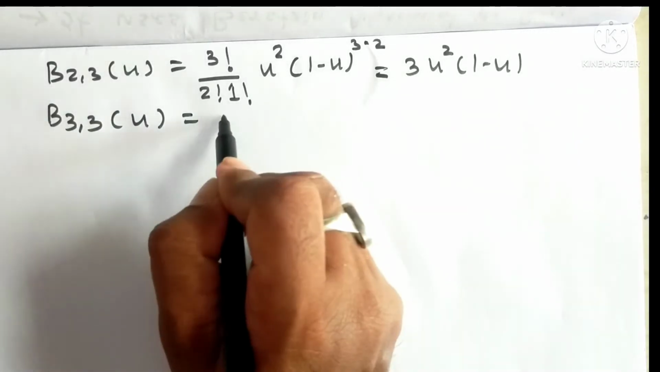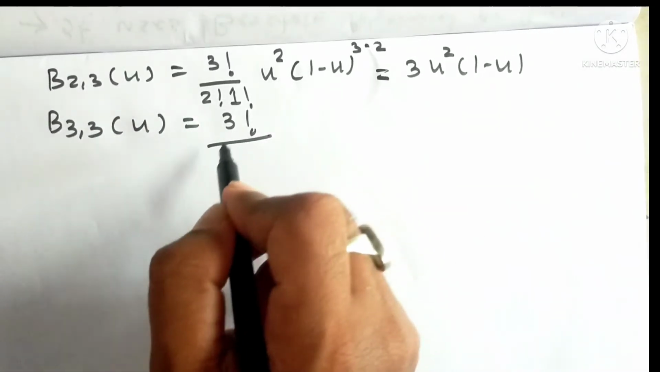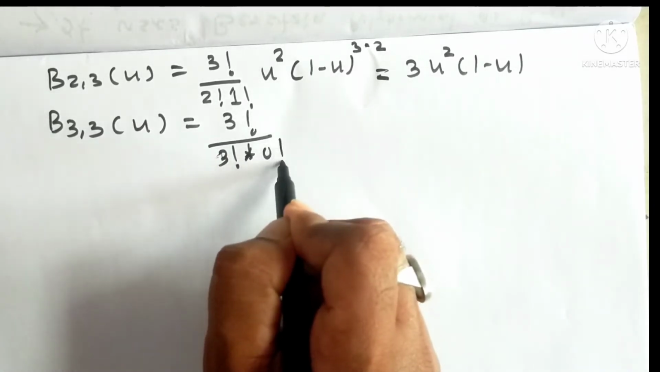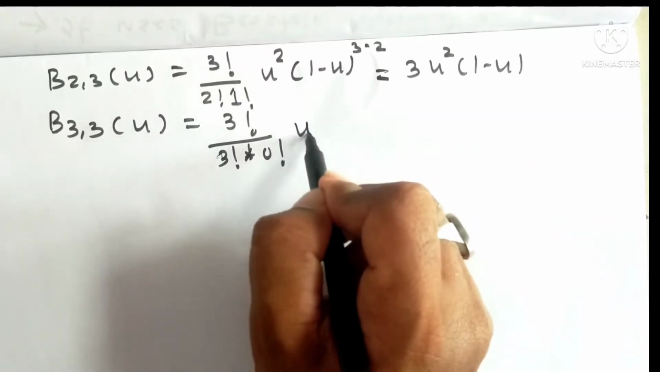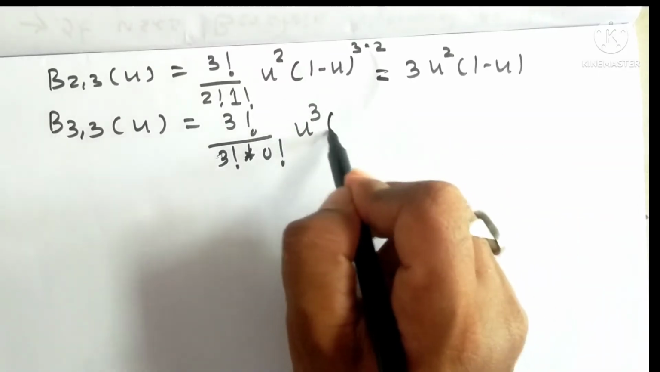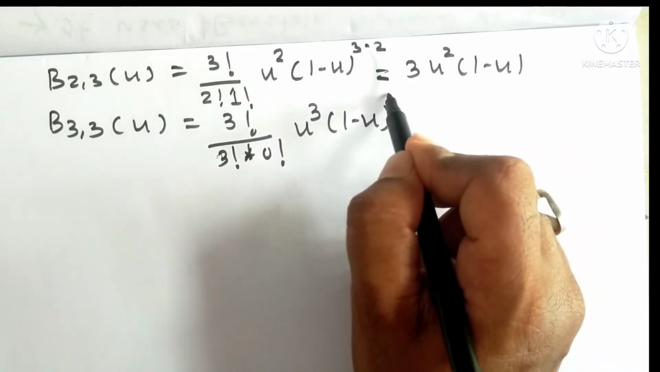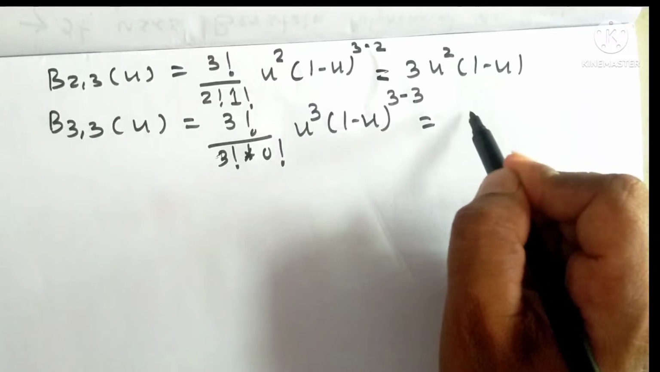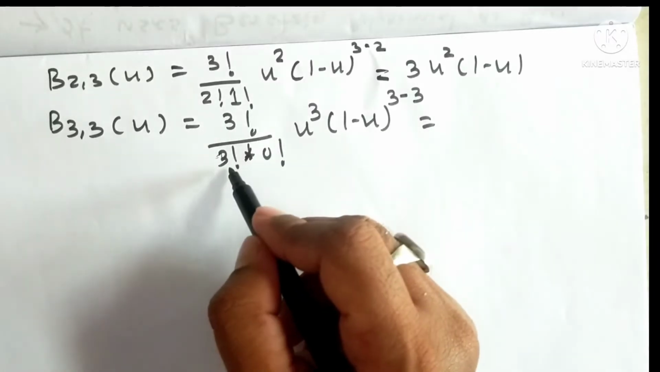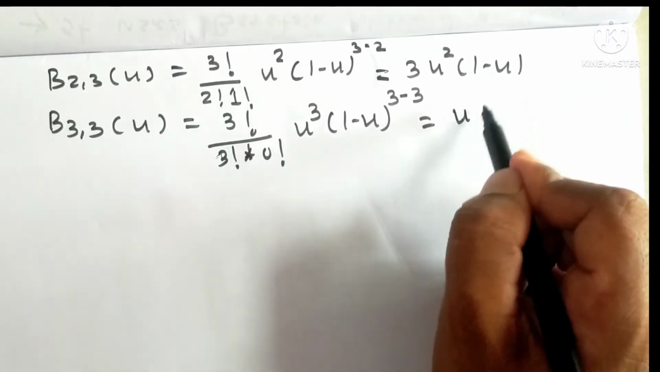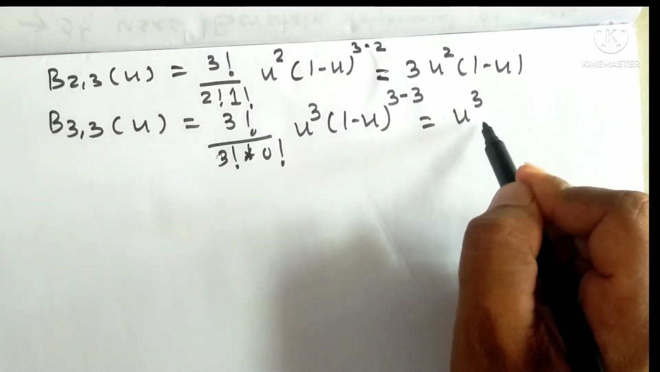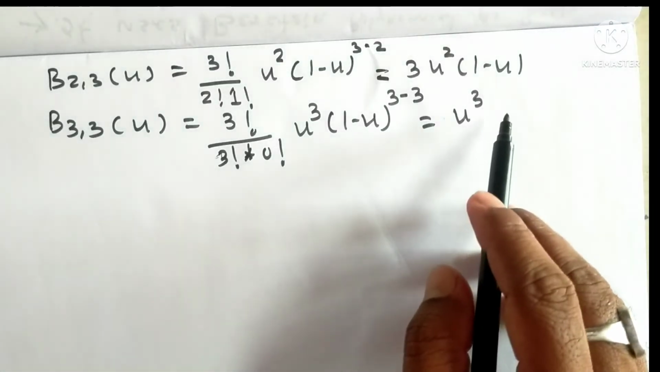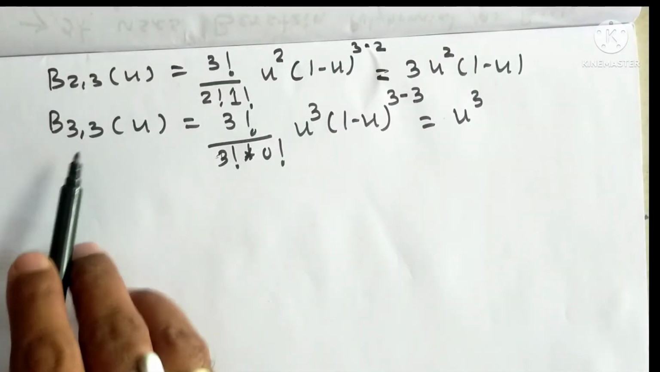Similarly, can you find the value of B33 of u? Yes, it's quite easy. So 3 factorial divided by 3 factorial into 0 factorial, 3 minus 3 is 0. So u to the power i is 3. So 1 minus u to the power n minus i is 3 minus 3. So ultimately you will get the value, so the whole 3 factorial part gets cancelled. So the value is how much? u to the power 3 and 1 minus u to the power 0, that is 1. So you got u cubed for the value of your B33 of u.